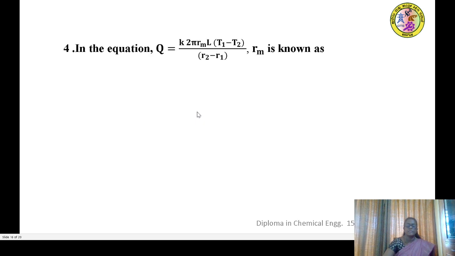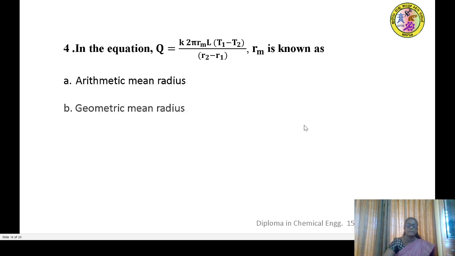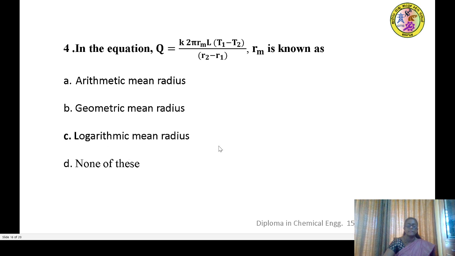In the equation Q equals K2 pi RML T1 minus T2 divided by R2 minus R1, Rm is known as arithmetic mean radius, geometric mean radius, logarithmic mean radius, none of these. Okay, for thick walled cylinder, the Rm value is the log mean radius.